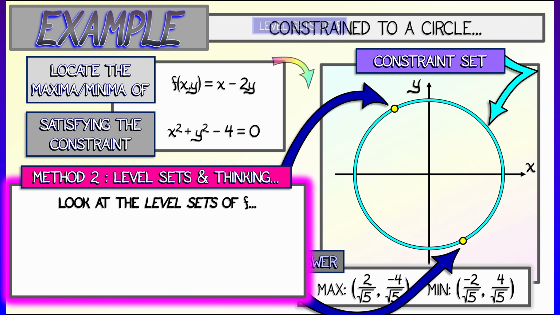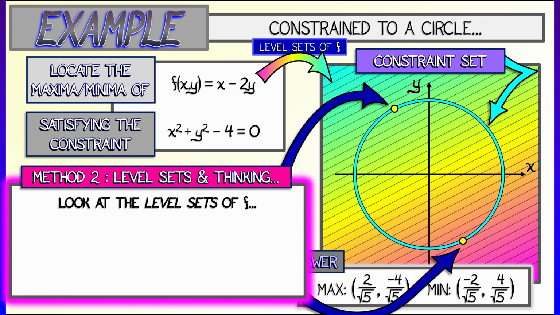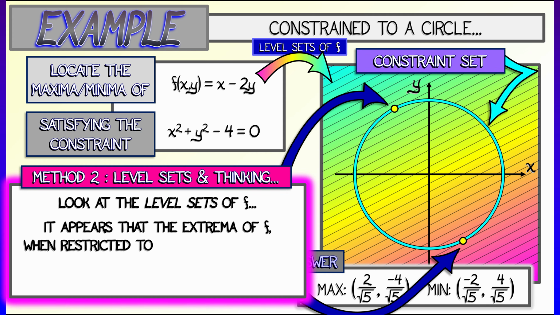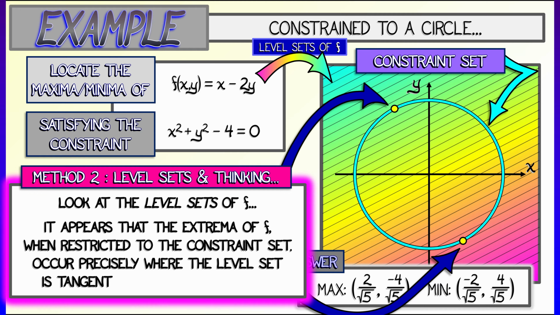Well, that's x minus 2y equals a constant. That's going to be a straight line. All the level sets fill up the plane with straight lines of slope 1/2. And notice what happens. At those extrema, at those critical points, it certainly appears as though the level sets of f are tangent to the constraint set. That's exactly where these critical points are occurring. Is that always going to work in general?